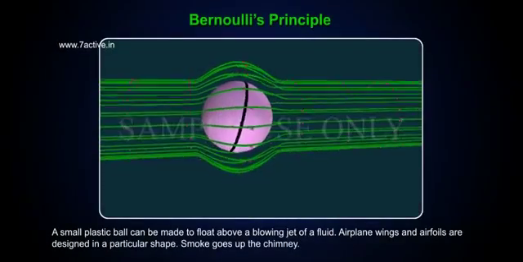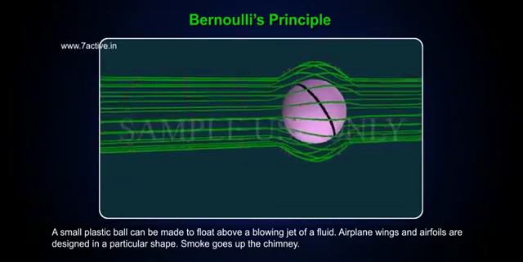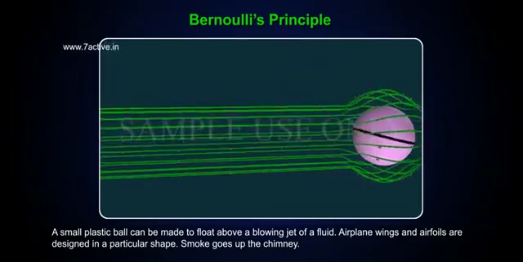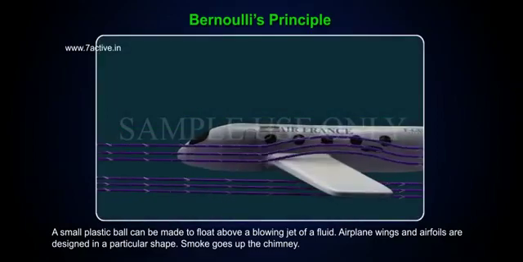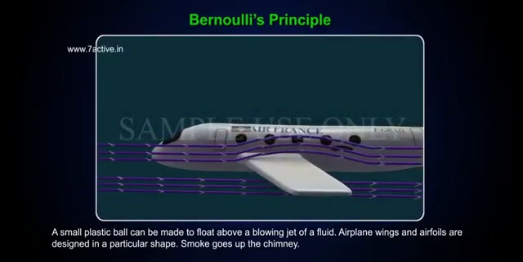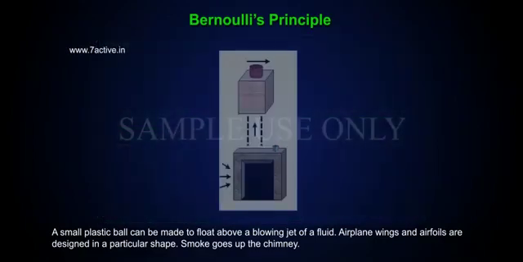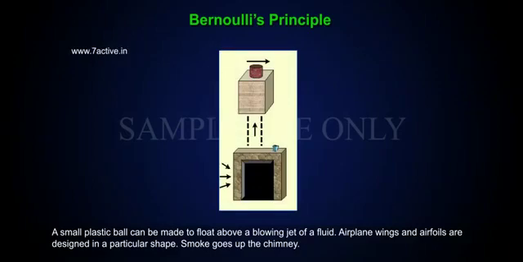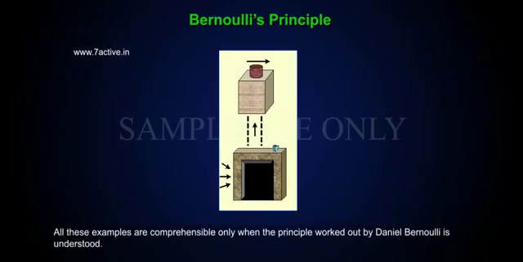Bernoulli's Principle. A small plastic ball can be made to float above a blowing jet of a fluid. Airplane wings and airfoils are designed in a particular shape. Smoke goes up the chimney. All these examples are comprehensible only when the principle worked out by Daniel Bernoulli is understood.